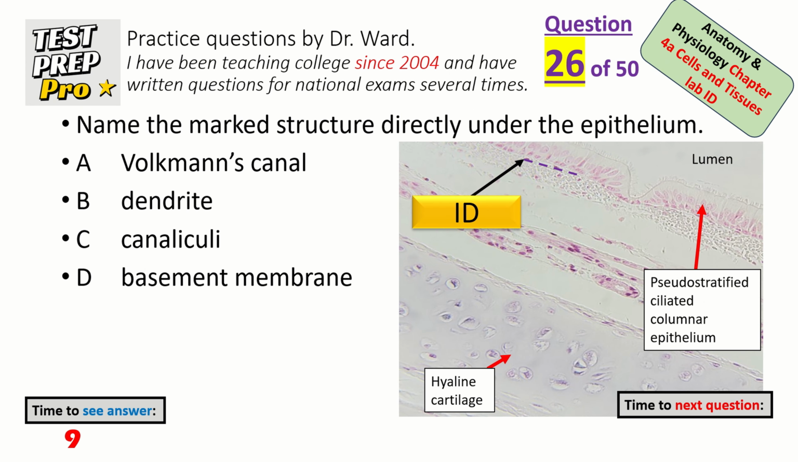Name the marked structure directly under the epithelium. It connects the epithelium to deeper structures. Basement membrane.